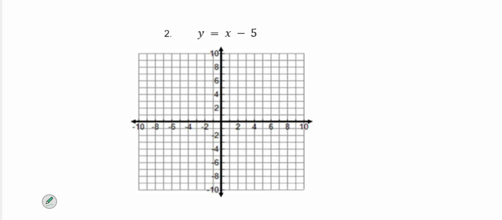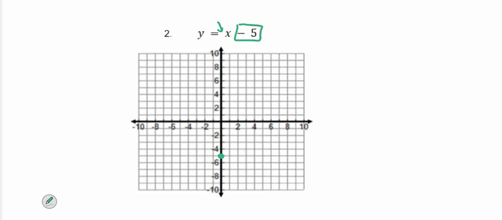So number 2, also in slope-intercept form, and what that means is that the form that we see gives us both our y-intercept and our slope. It looks like the slope's not there, right? But we'll talk about that in a second. So our y-intercept is -5. We'll go ahead and put that dot on -5.